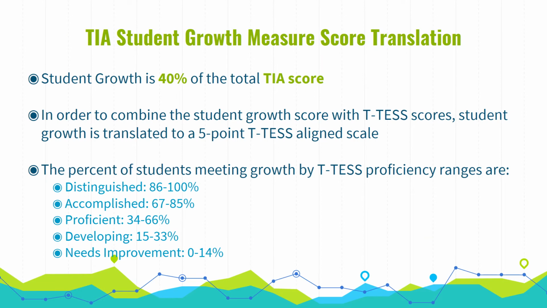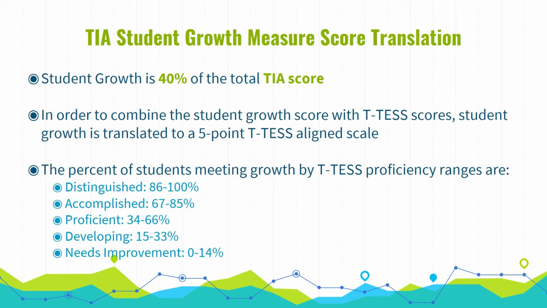Student growth is 40% of the total TIA score. The student growth score is translated to a 5-point T-TESS aligned scale in order for the TIA total score to be calculated. In order to earn a student growth score at the distinguished level, 86 to 100% of students must meet their fall to spring pre- and post-test growth expectations.